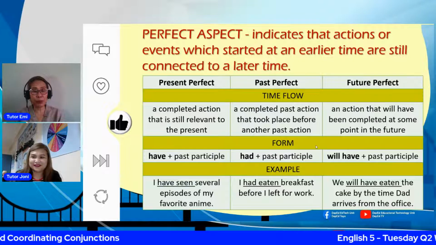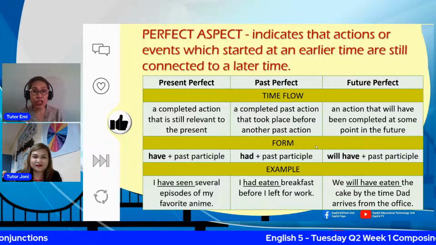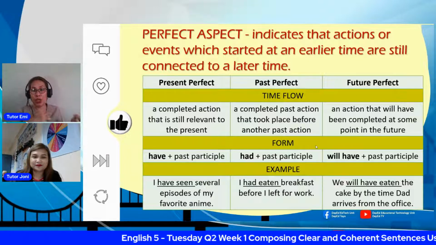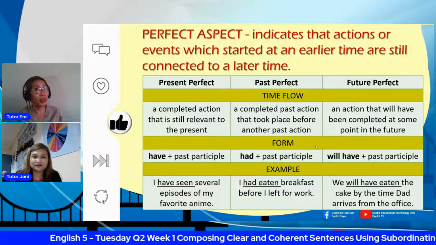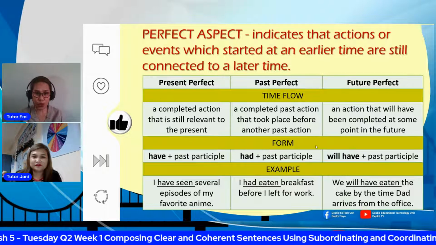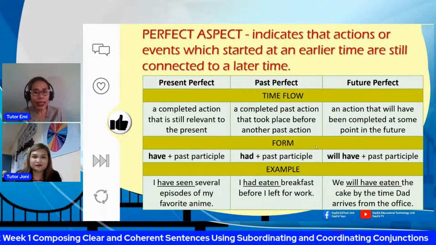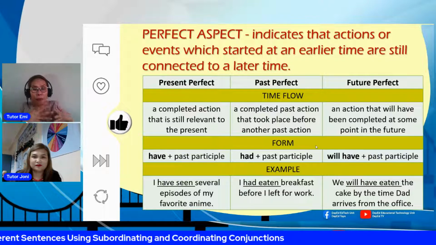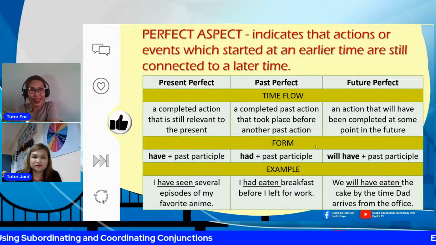Okay, and with the past perfect, a completed past action that took place before another past action. So we use the form had plus the past participle form of the verb. For example, I had eaten breakfast before I left for work.